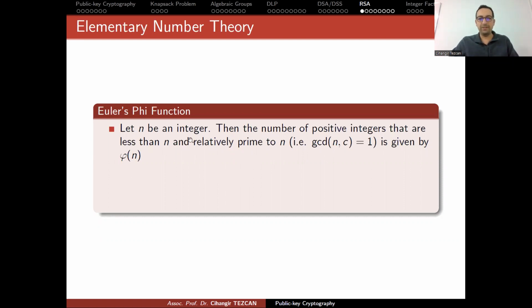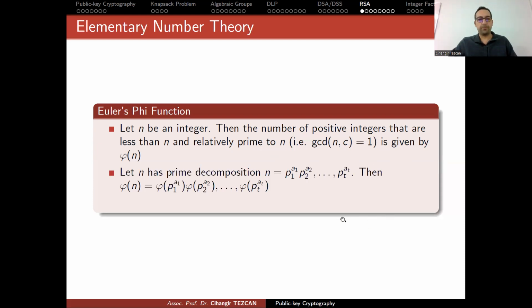So let n be an integer, then the number of positive integers that are less than n and relatively prime to n is given by phi n. By relatively prime to n, we mean that the greatest common divisor of n and that number is 1. So Euler's phi function actually has the following property. Let n have prime decomposition n equals p1 to the power a1, p2 to the a2, and so on, multiplied as such.